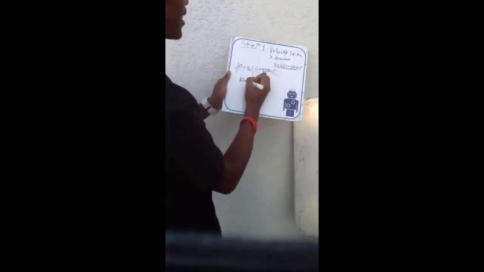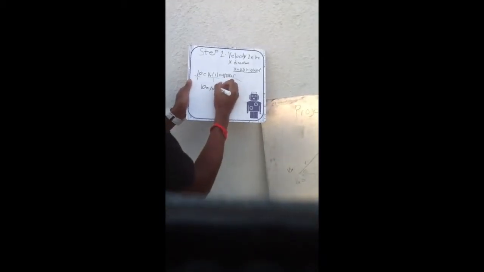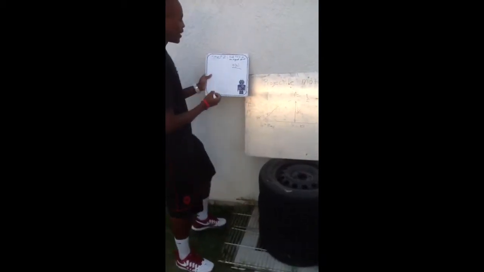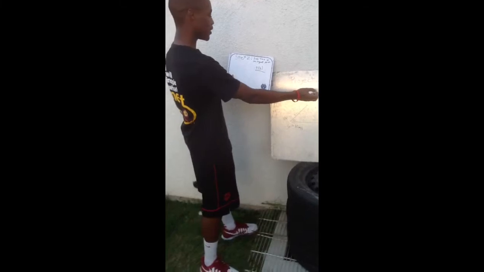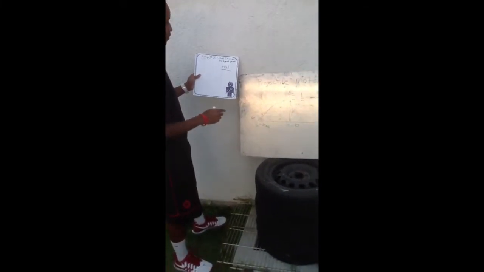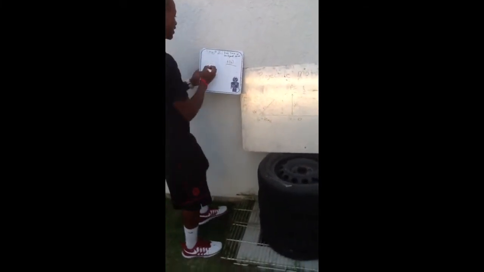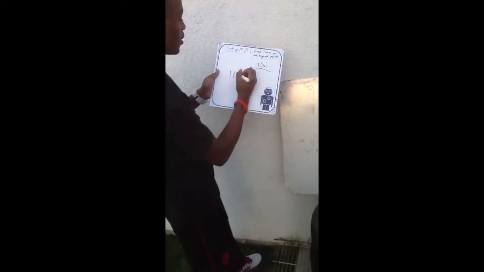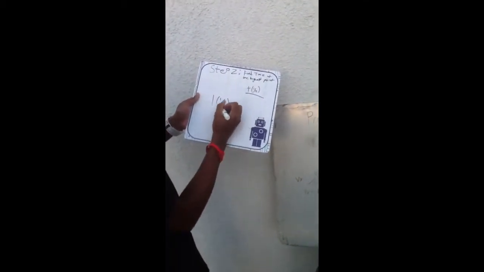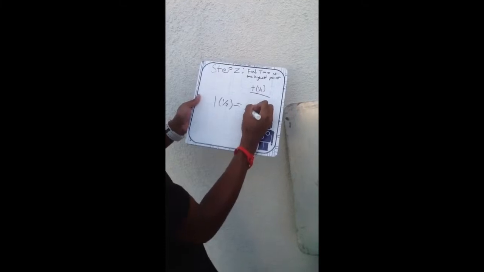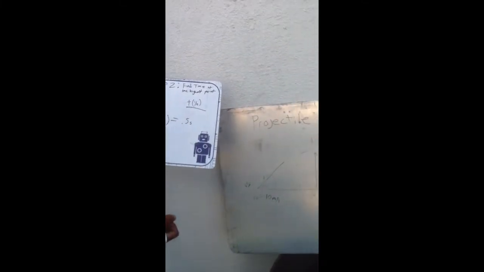10 meters per second. Step 2 of the projectile motion is finding the time at the highest point of the projectile. The equation for that is simply time times 1/2. So our time here is 1 second times 1/2, which gives us 0.5 seconds.